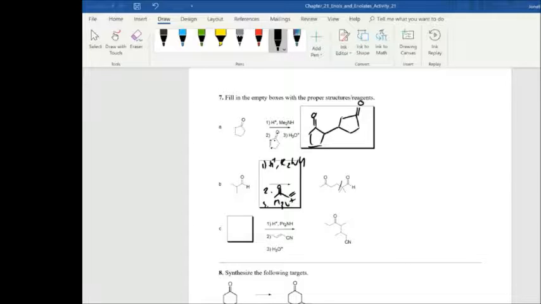Now for this one, we can just simply cut it up here, and we'll get this as our starting reagent, and this would simply just be this.